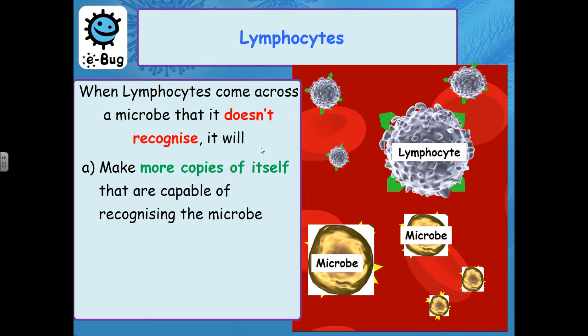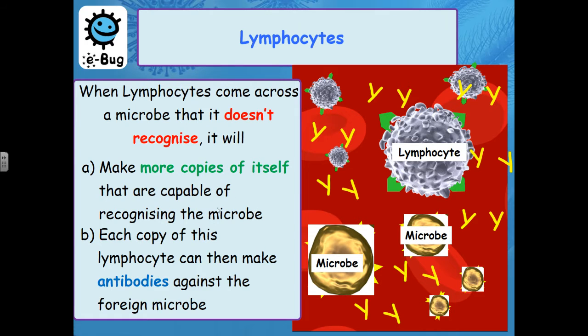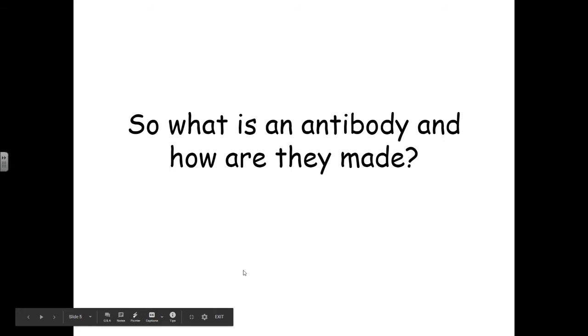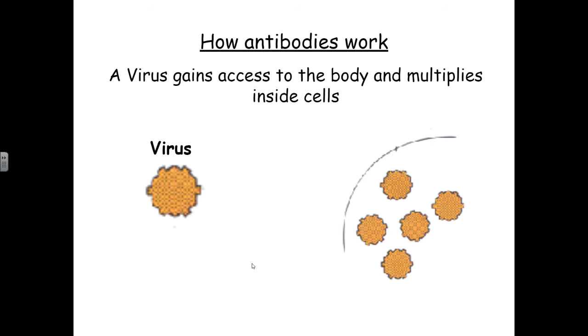So when a lymphocyte comes across a microbe that it doesn't recognize, it makes lots and lots of copies of itself. This is what's called clonal selection if you go up to higher levels, but for us it just makes copies of itself. So the first thing it does is recognize that it doesn't know what that is, then makes lots of copies of itself, so it's got friends to back it up, and each copy of the lymphocyte can make something called an antibody against that foreign microbe. So what is an antibody and how are they made?